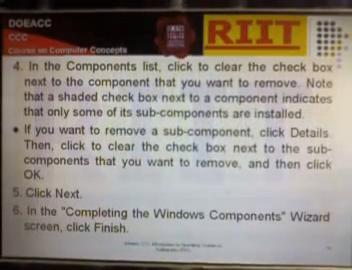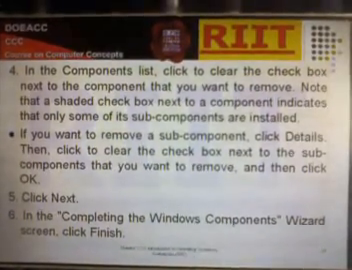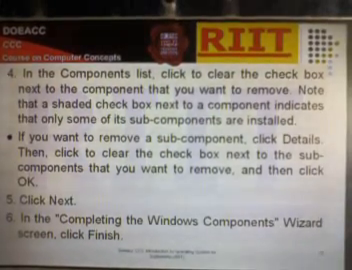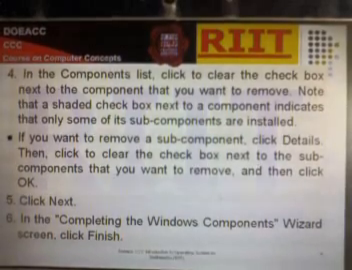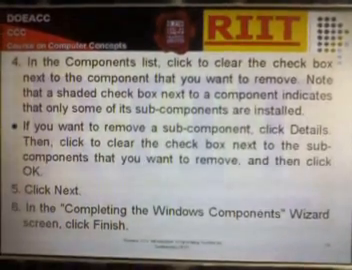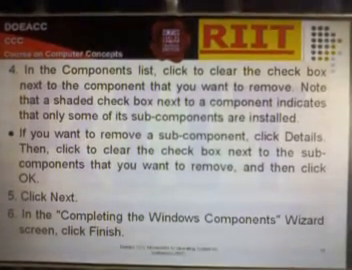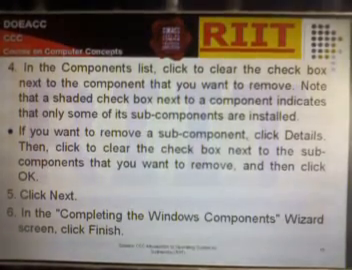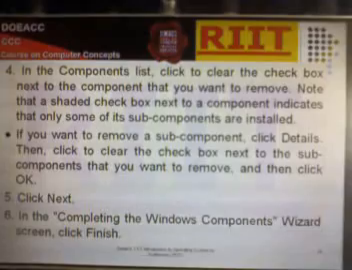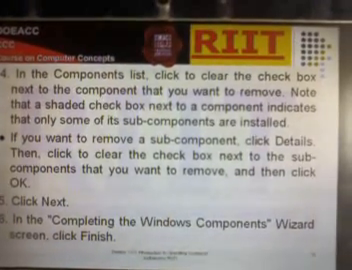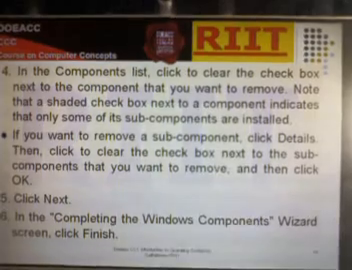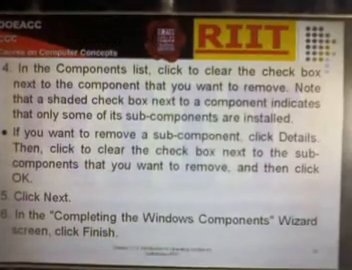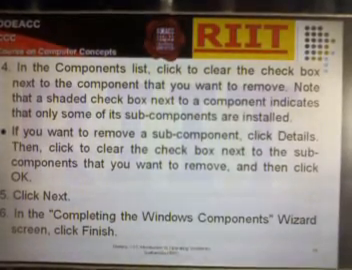In the Components list, clear the checkbox next to the component that you want to remove. Note that a shaded checkbox next to a component indicates that only some of its components are installed. If you want to remove subcomponents, click Details, then click to clear the checkbox next to the subcomponents that you want to remove and then click OK. Click Next. In the Completing the Windows Components Wizard screen, click Finish.